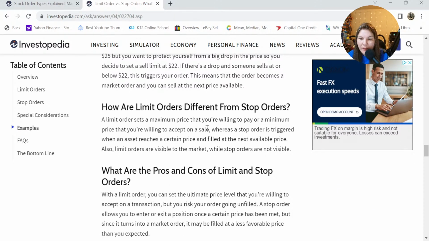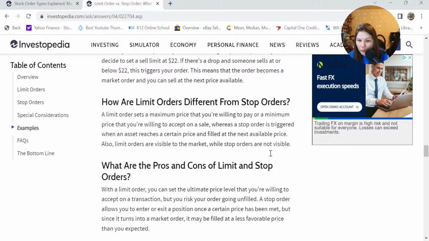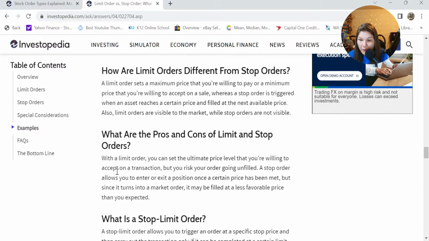So a limit order sets a maximum price that you're willing to pay, or a minimum price that you're willing to accept on a sell. Whereas a stop order is triggered when an asset reaches a certain price and filled at the next available price. Also, limit orders are visible to the market, while stop orders are not visible. What are the pros and cons?